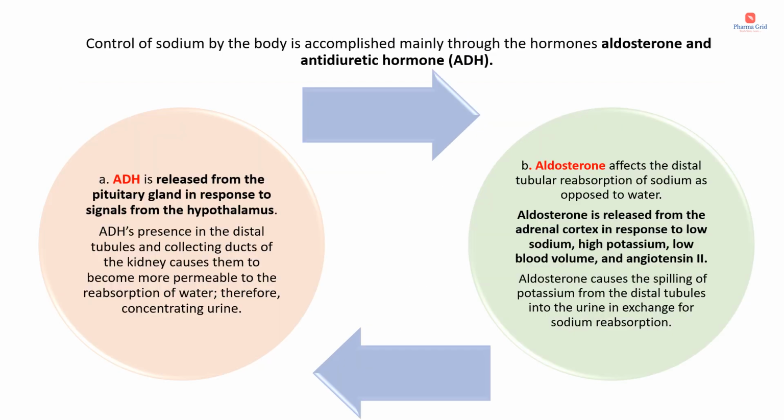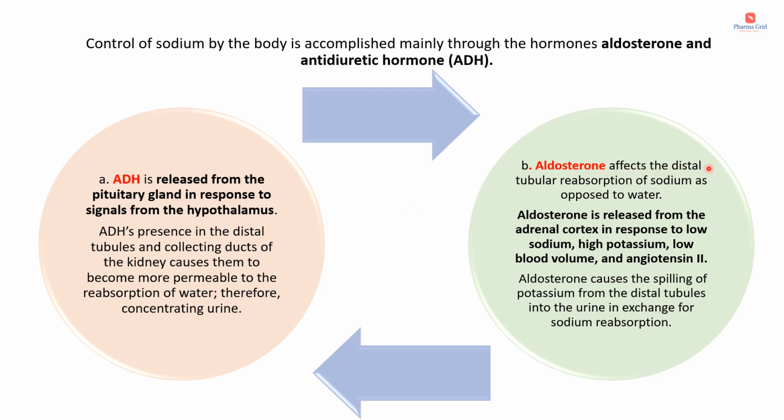About the regulation of sodium, the control of sodium by the body is accomplished mainly through the hormones aldosterone and antidiuretic hormone. So the two main hormones involved in the regulation of sodium and water balance are aldosterone and antidiuretic hormone. ADH is released from the pituitary gland in response to signals from the hypothalamus. ADH presence in the distal tubules and collecting ducts of the kidney causes them to become more permeable to the reabsorption of water, therefore concentrating urine. So this ADH is mainly involved in the reabsorption of water.